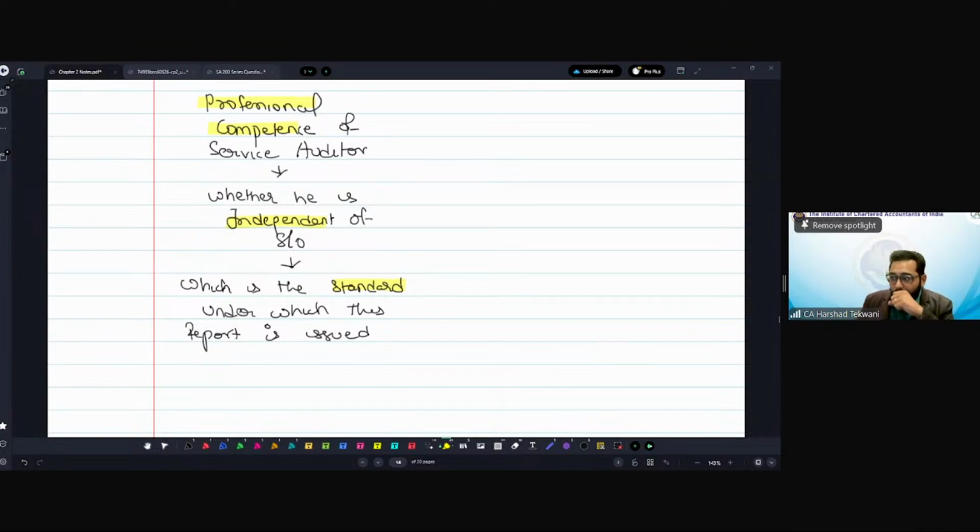Now, these things are not applicable when the auditor is a member of the institute.